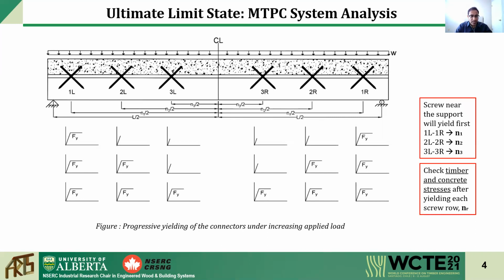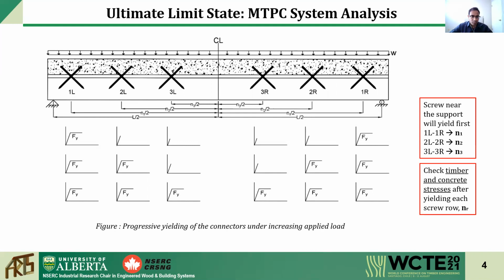In the figure, you can see a mass timber panel concrete composite floor section, which is connected with inclined cross-pierced screws. Due to the external applied load, W, which is uniformly distributed over the composite, the screw near the support, which is 1L, will yield first.